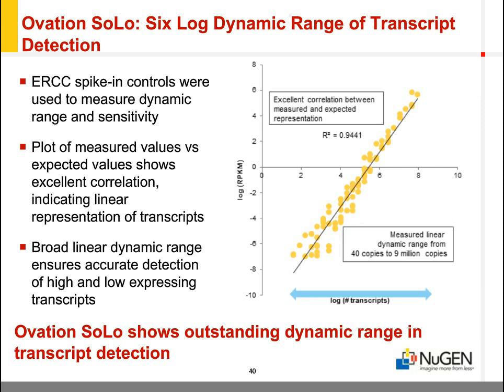Additionally, we measured the dynamic range of transcripts detected in the final library above an RPKM of 1 and found that transcripts from as low as 40 copies up to 9 million copies can be detected and accurately quantified using the Solo workflow. These results indicate that both highly and lowly expressing transcripts are accurately detected within the Solo workflow.